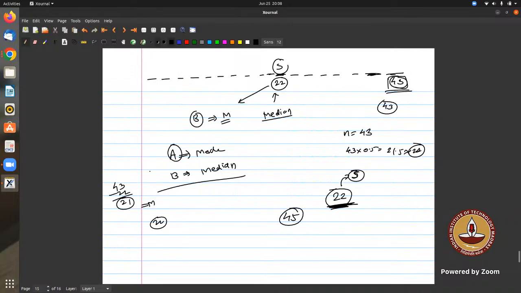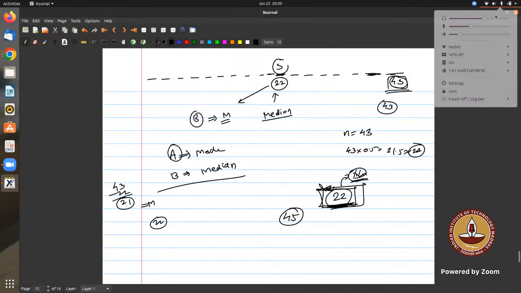So the remaining players were median size jersey. Still, it can be a mode, right? So to have a clear mode, at least 22 players should have that size of jersey. If 22 players wear the median size of jersey, that is the clear mode. So to have a clear mode, we should have at least 22 players, right? Yes, sir. Okay.